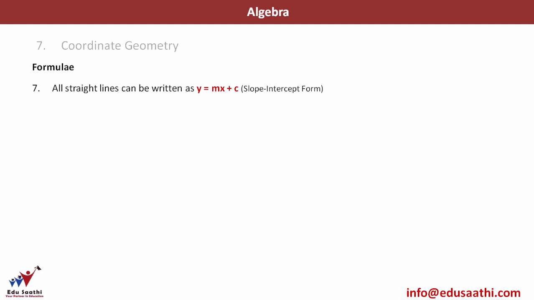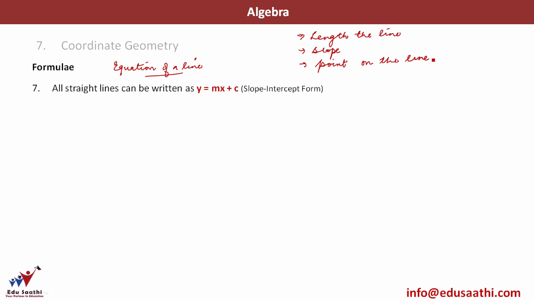The next set of formulas is about writing the equation of a line. How do we write down the equation of a line whose coordinates are given or some other information is given? So till now you have learned how to find the length of the line, which is basically your distance formula. You have been able to find the slope of the line. You have been able to find the coordinates of any point on the line, meaning a point dividing the line internally or externally. The next thing that we are learning here is how to write down the equation of the line.